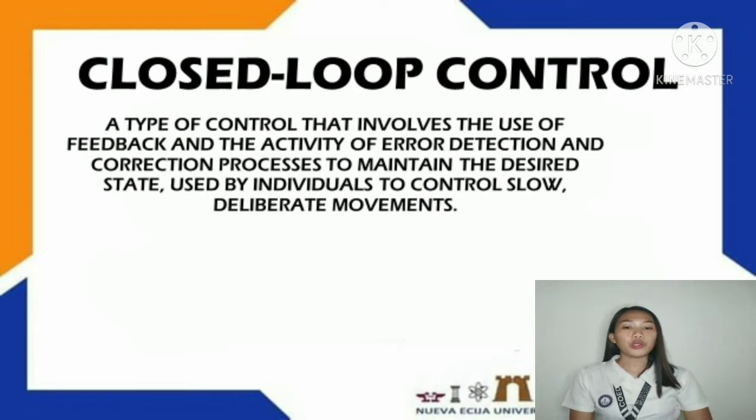So, closed-loop control is a type of control that involves the use of feedback and the activity of error detection and correction process to maintain the desired state by individuals to control slow and deliberate movements. The biggest thing to remember when it comes to closed-loop control system is feedback. Feedback is used to compare the desired state and the actual state. Now, kapag may na-detect na error, magre-relay ng signal para magkaroon ng solution or mag-come up ng correction process.